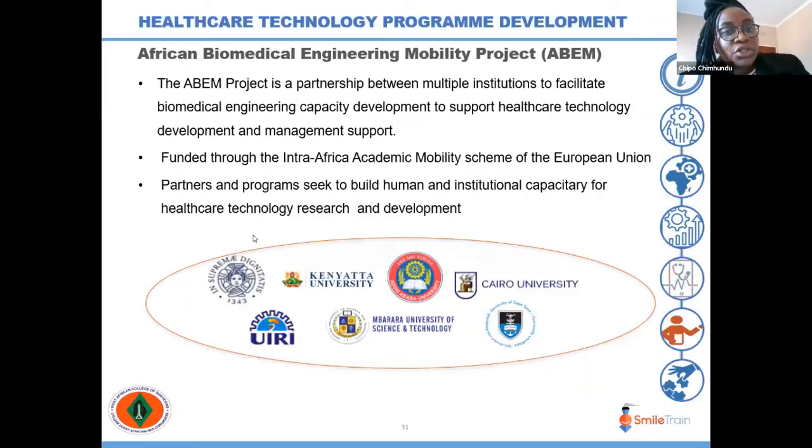As I approach the conclusion, I'd just like to say there are a few initiatives that already exist for setting up programs. One of which is the African Biomedical Engineering Mobility Project, which invites institutions or individuals for participation. There are scholarships for that, and also you could approach any of these institutions or partners of that program for guidance on how to set up your own project to do with healthcare technology management in your setting.